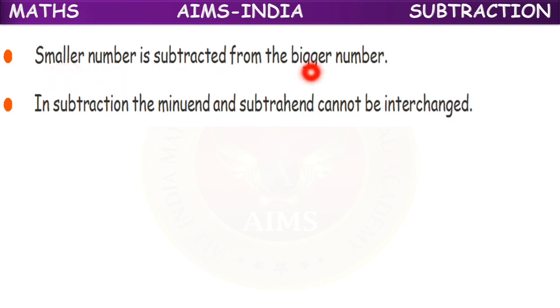Now, the smaller number is subtracted from the bigger number. Yes children, we always know that. We always subtract the smaller number from the bigger number. Now, coming to the last fact, in subtraction the minuend and subtrahend cannot be interchanged.